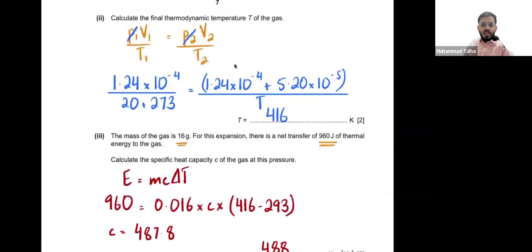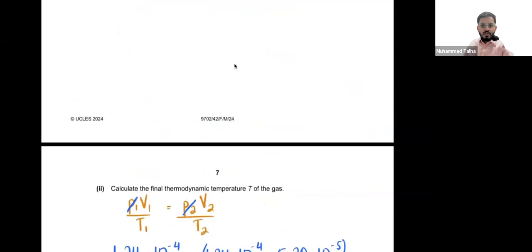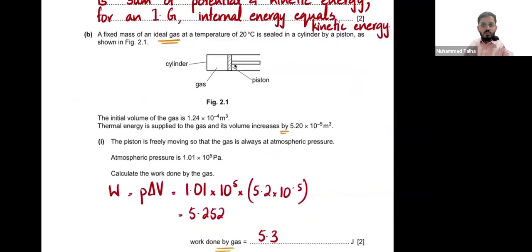So if I look at this case, let's read the question again, the numerical part from the top. Initially the volume was increasing by this much. If the volume is increasing, this means the piston moves out. For the piston to move out, work must have been done by the gas, right?